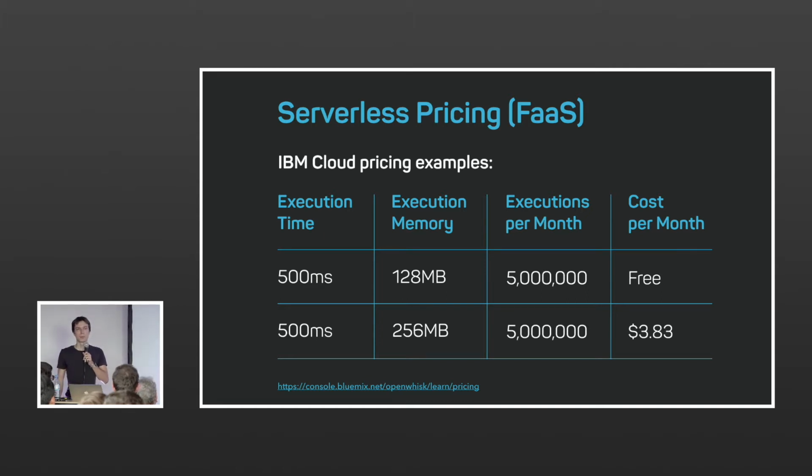Now, if you compare this to the traditional model, where you would need to run a server for the whole month, you want to make sure it's got about 2 gigabytes or 4 gigabytes of memory. This is 10 or 20-fold saving, depending on your configuration.